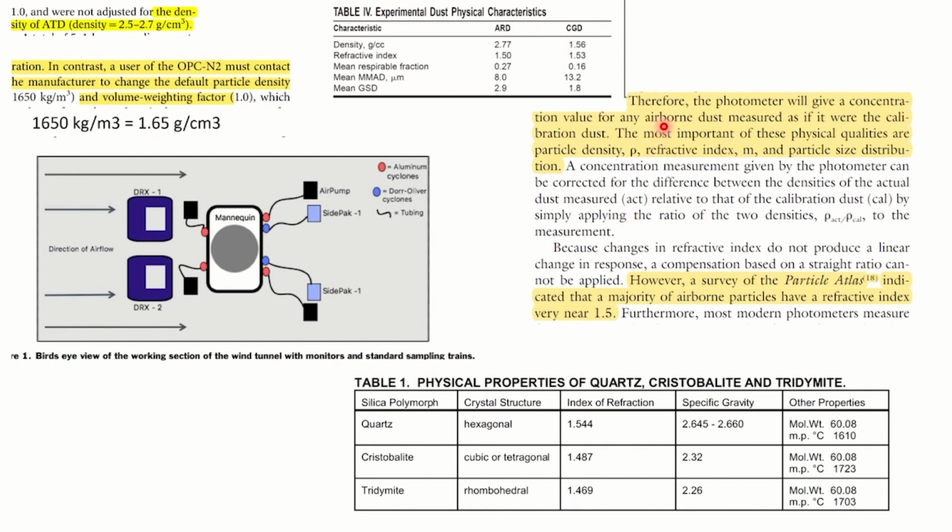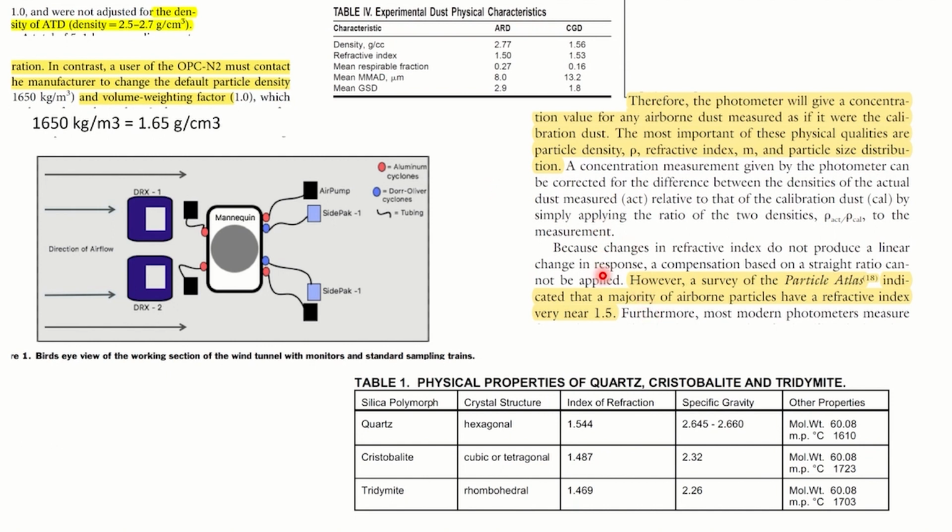So let's read this here. Therefore, the photometer will give a concentration value for any airborne dust measured as if it were the calibration dust. The most important of these physical qualities are density, particle density, refractive index, and particle size distribution. I'm going to show you a little thing on particle size distribution after I go through the correction factor.